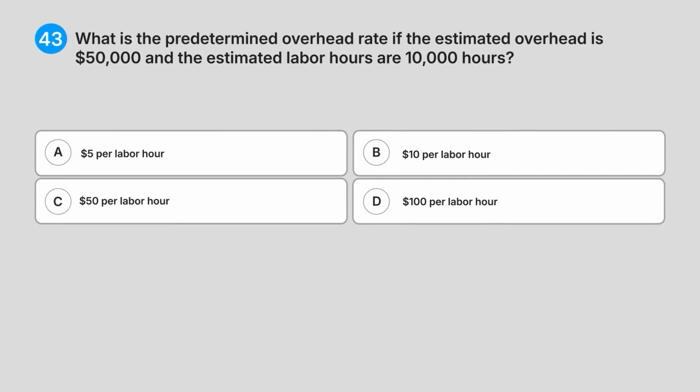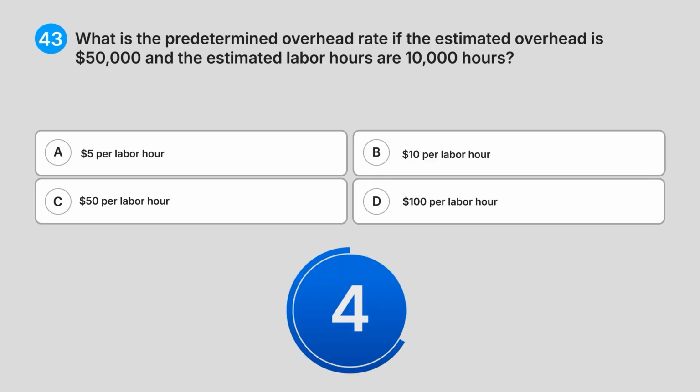43. What is the predetermined overhead rate if the estimated overhead is USD 50,000, and the estimated labour hours are 10,000 hours? A. USD 5 per labour hour. B. USD 10 per labour hour. C. USD 50 per labour hour. D. USD 100 per labour hour. What do you think is the answer?